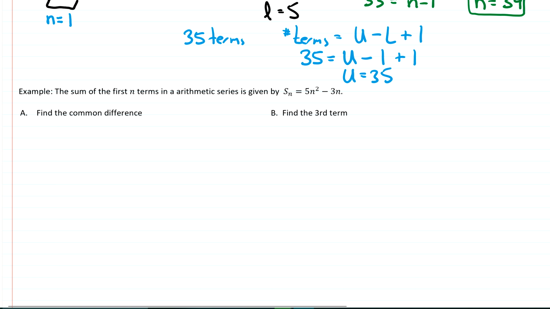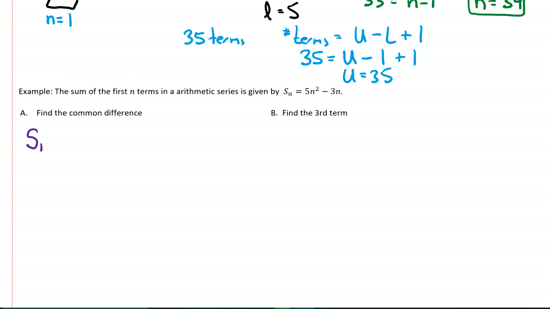Okay, our last question for the day is this formula they give us. The sum of the first n terms is 5n squared minus 3n. That looks quite complicated. And we're being asked to find the common difference, and we're being asked to find the third term. So what I'm going to do is write out just a few sums here to see if we can figure a pattern here.